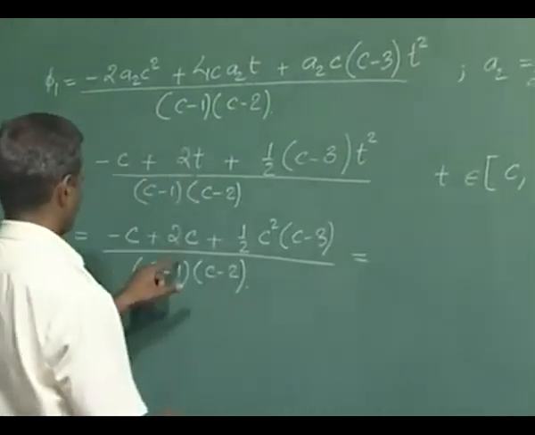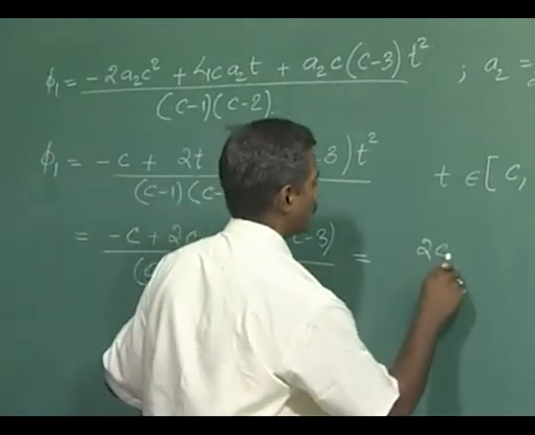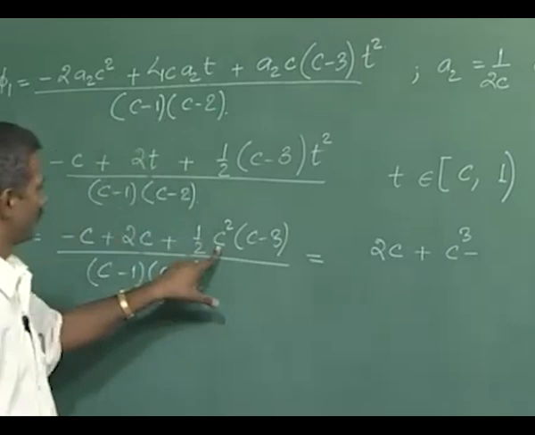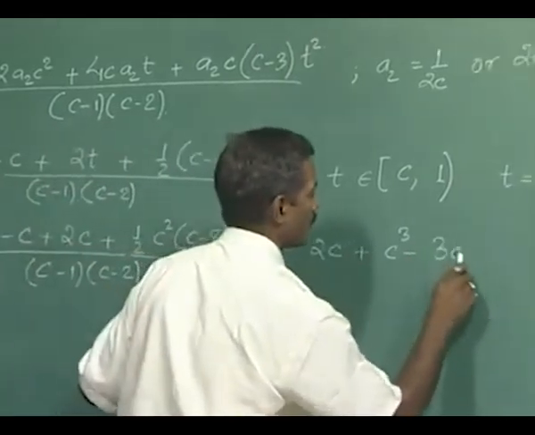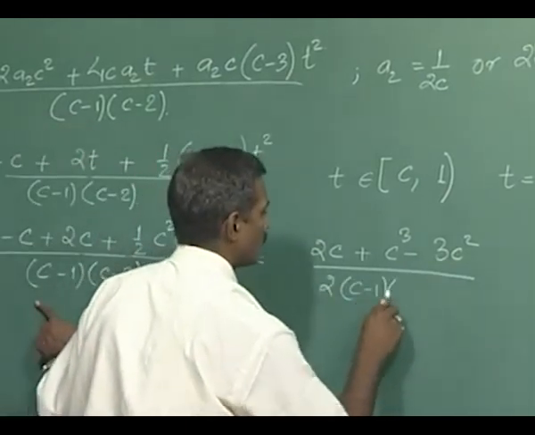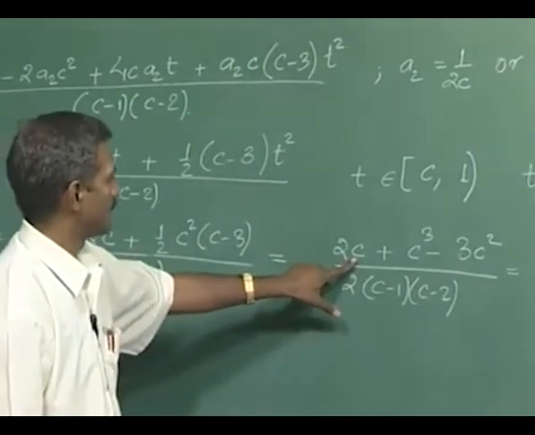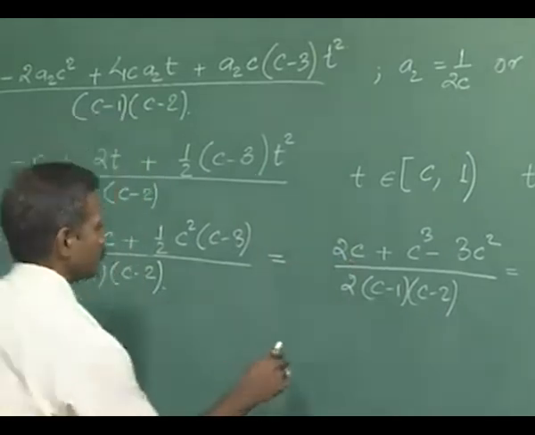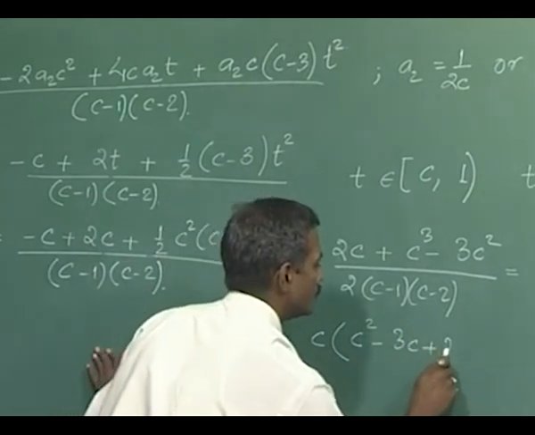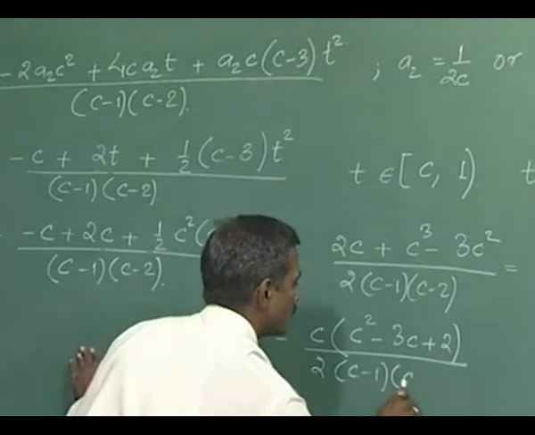This is equal to, this would become c times 2, 2c plus c cubed minus 3c squared, over twice c minus 1 times c minus 2. This would be equal to, I can take c common. This is c squared minus 3c plus 2 over twice c minus 1 times c minus 2.